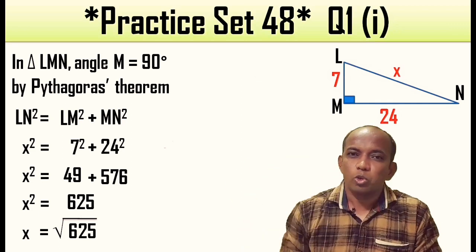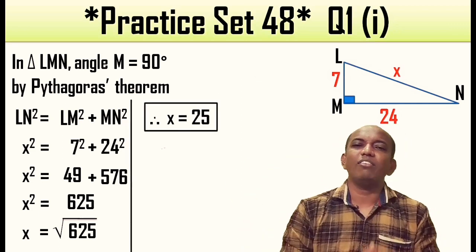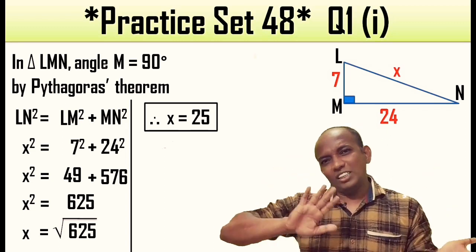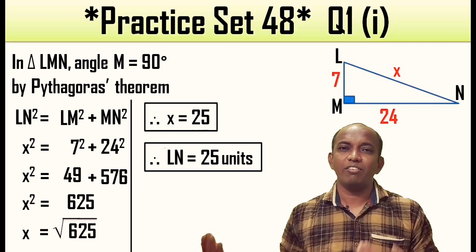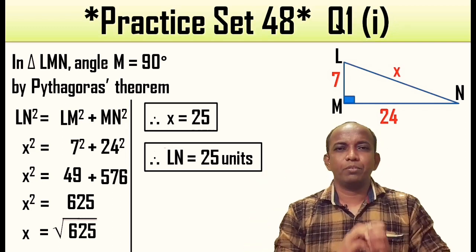So the moment you find the square root of 625, we get the answer 25, and that is why, as the value of x is 25, we can say QR is also equal to 25. Do not forget to write the final answer here.